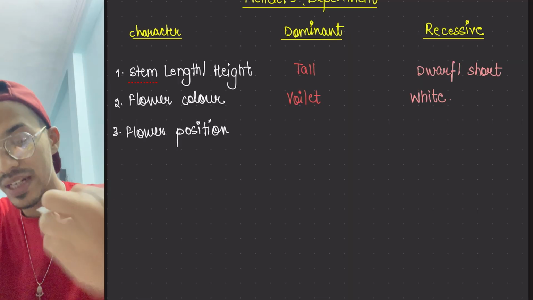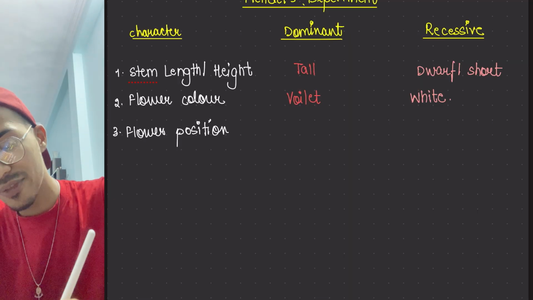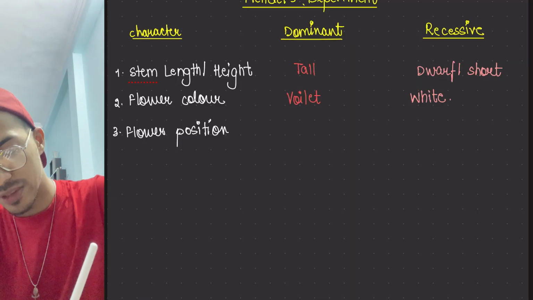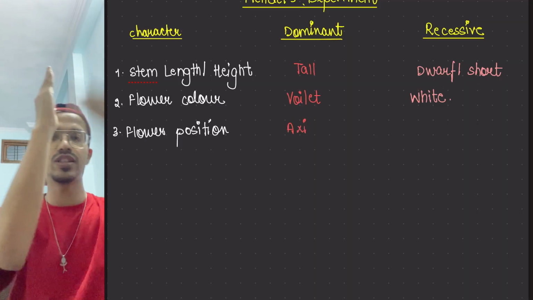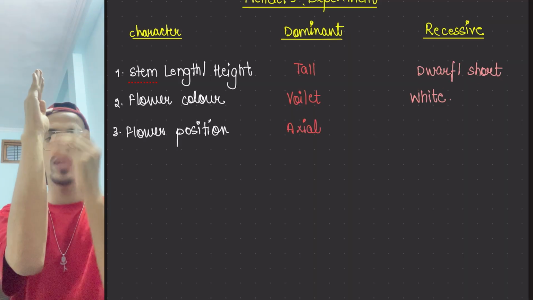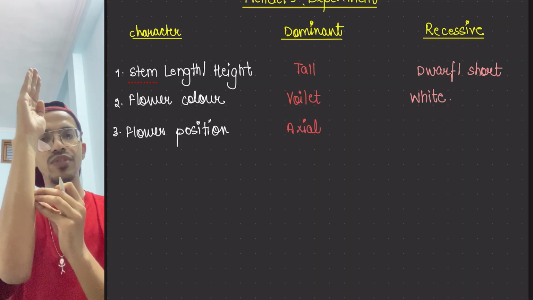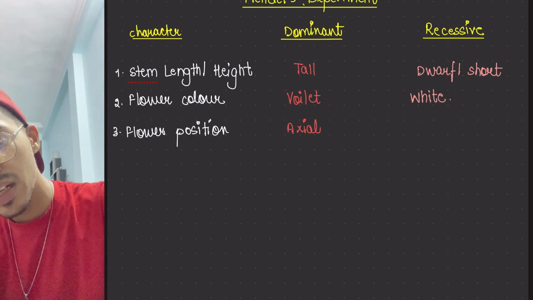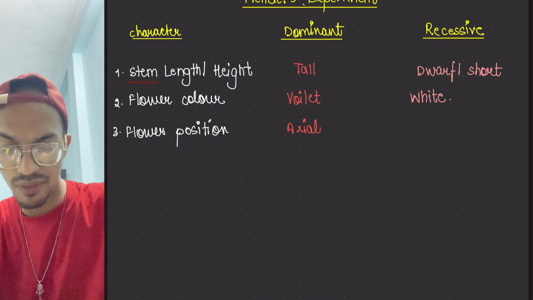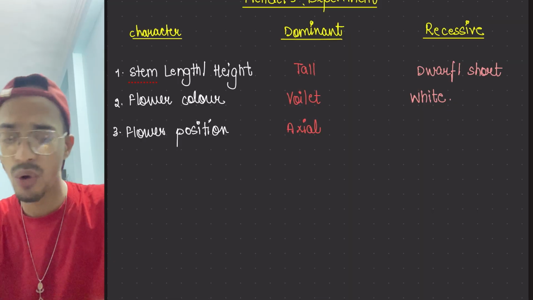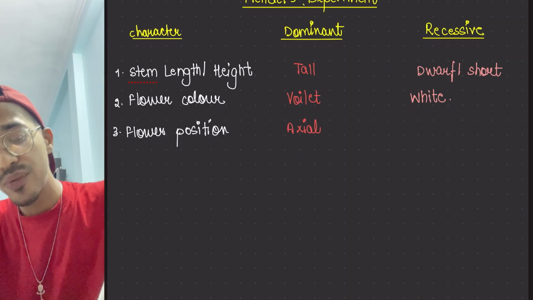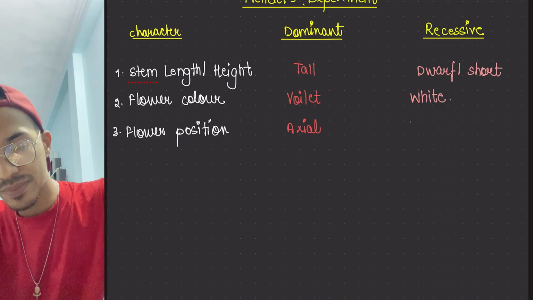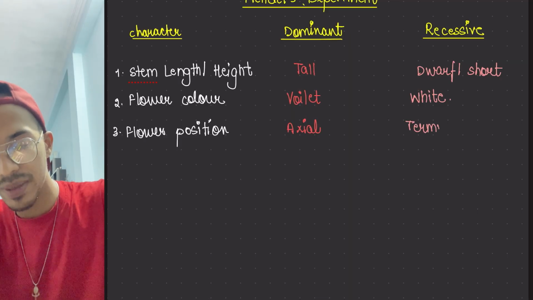Here the dominant feature is what? The dominant feature is the axial position, at the axis. Means if this is the main stem, it is present close to the axis. But there are certain plants where the flowers are present at the terminal location, away from the axis. So the terminal position of the pea plant flower, which could be violet or white, is the recessive character.